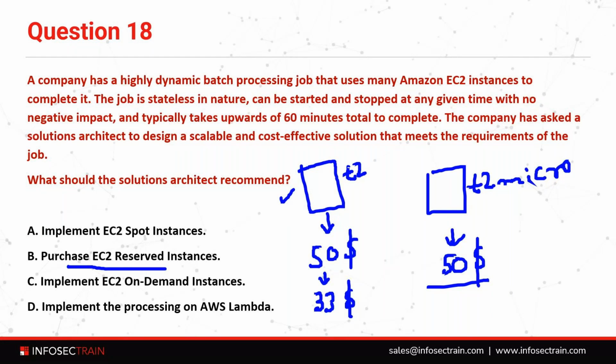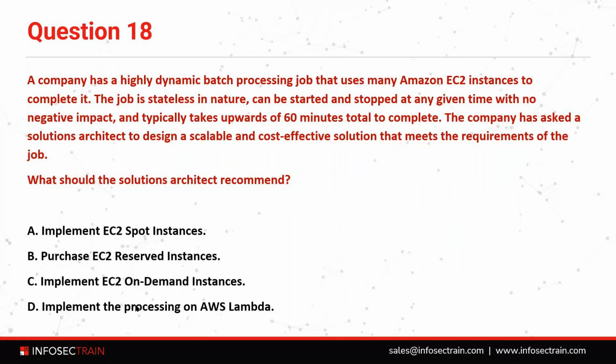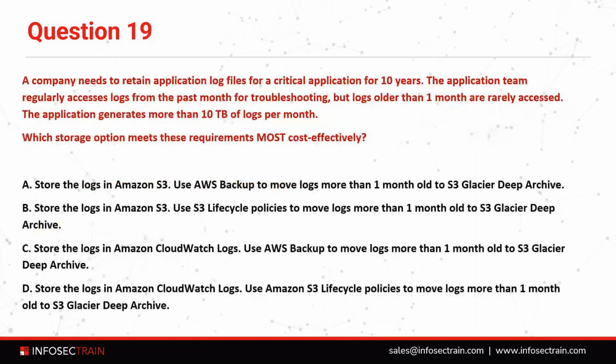Fine, and on-demand you're aware of, and AWS Lambda has nothing to do with it. So the correct option is, always remember, whenever they're talking about stateless or unpredictable behavior, it's the spot instance, right? So let's look into it. Here it is, the spot instance. Now everyone, this is the next question. Everyone, please look into it.